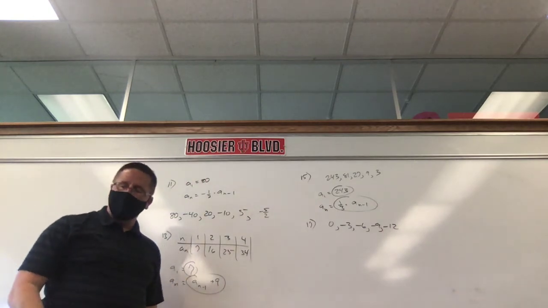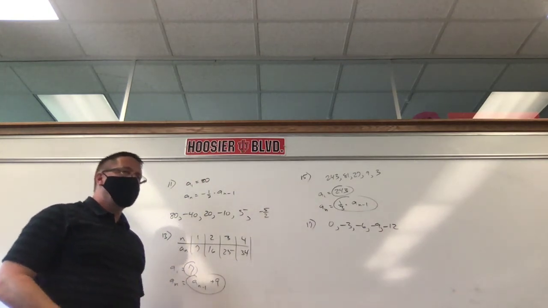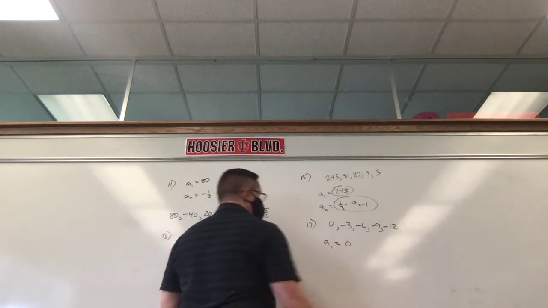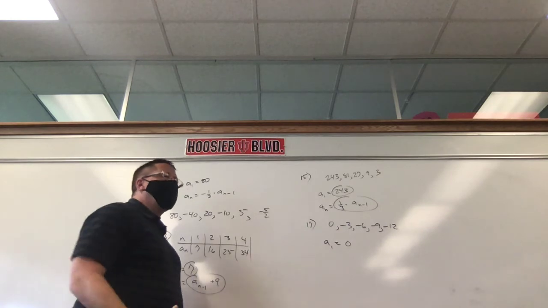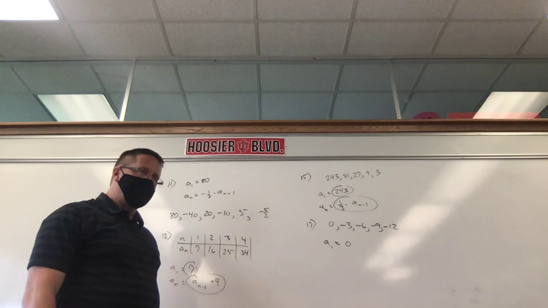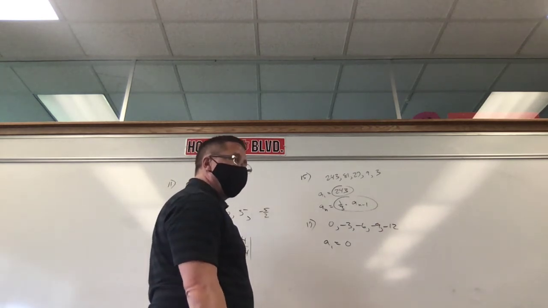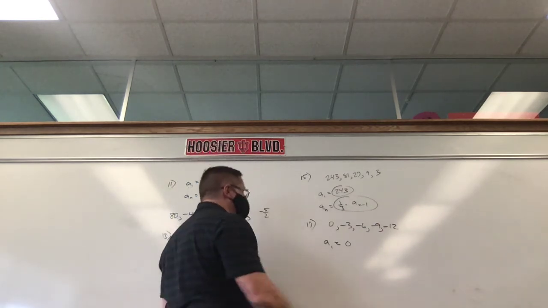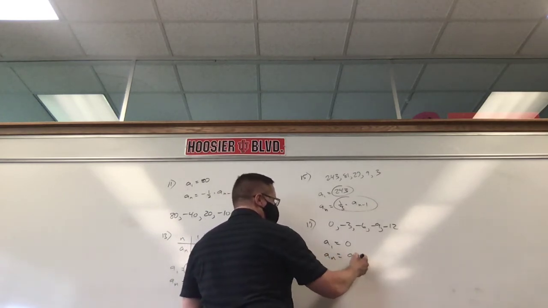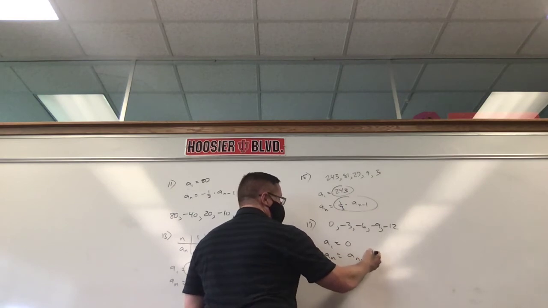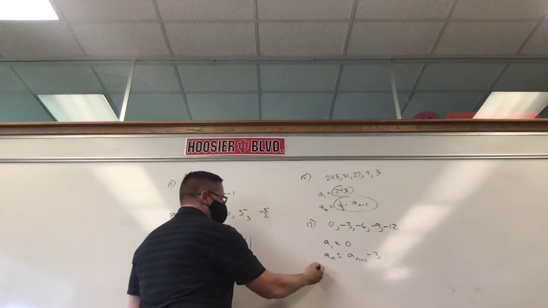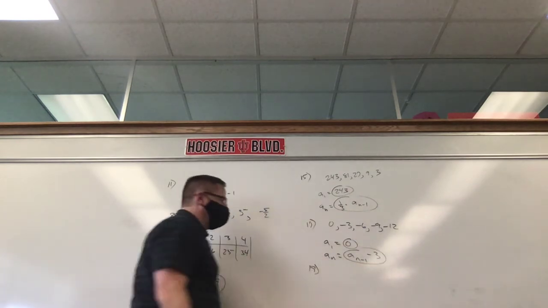So again, for a recursive formula, we need two things. First thing's easy. What's a sub 1? 0. The first term. A sub 1 is 0. What are they doing? They went from 0 to negative 3. Subtract 3 every time. From what? From the previous term, the one before it. So a sub n equals, how do I write the previous term? A sub n minus 1, and then minus 3. Again, only type in 0 and a sub n minus 1 minus 3.